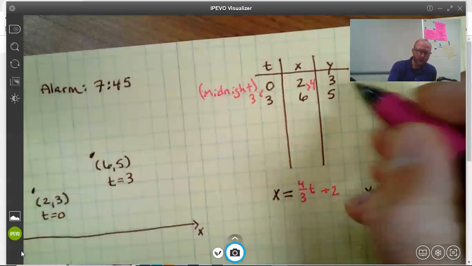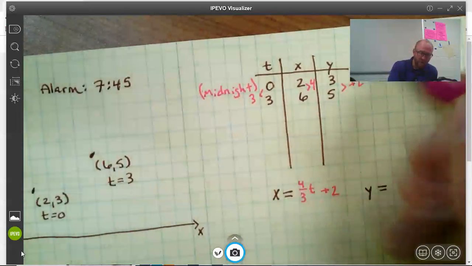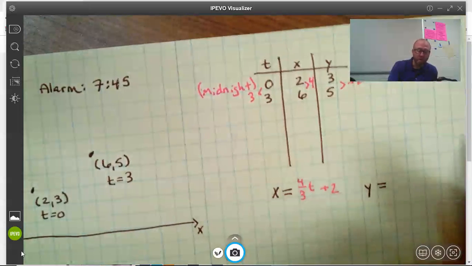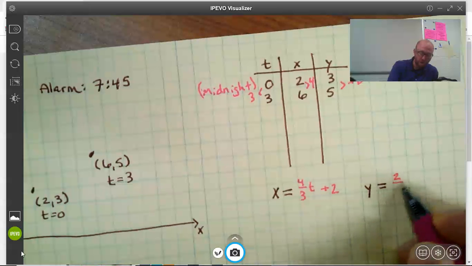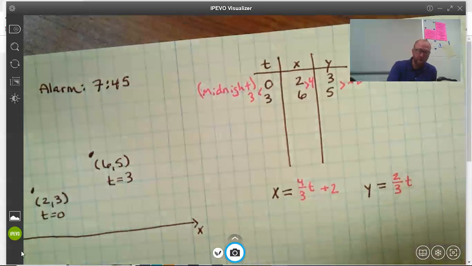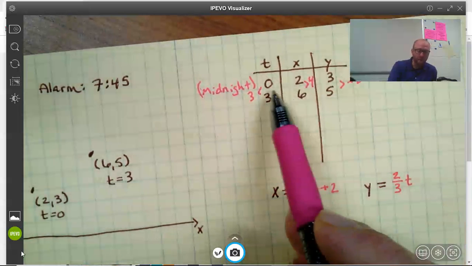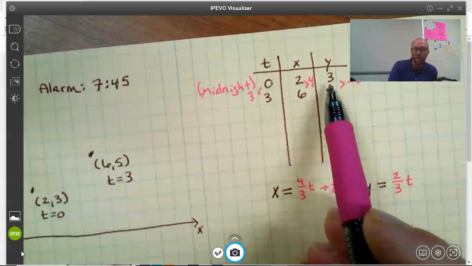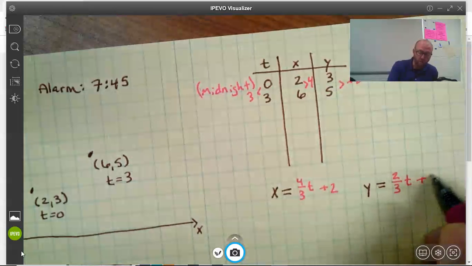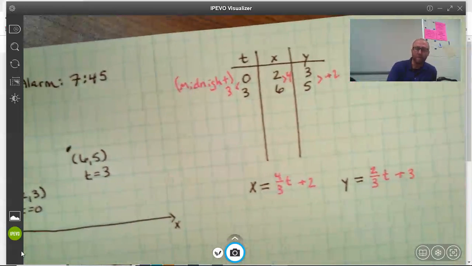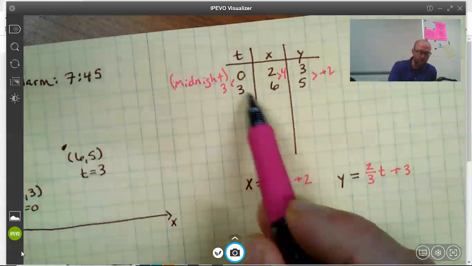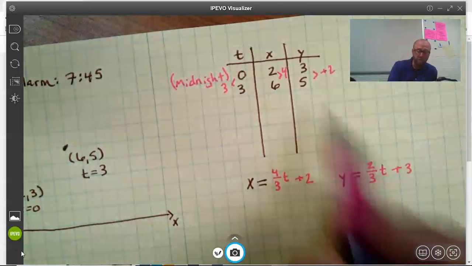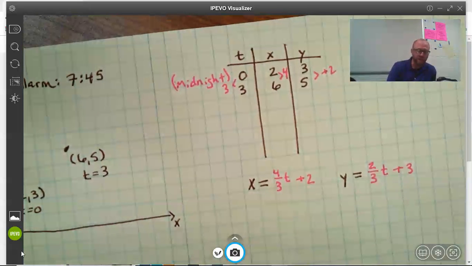Our rule for y: see, y is increasing by 2 for every increase of 3 in t. So our rule should start out with y equals 2/3 t. But again, if I plug 0 in here, then I'll output a 0, but I don't want to output a 0. I want to output a 3. So I have to adjust our rule by adding 3. And we'll check to see it works with the second one. If I plug 3 into this rule, 2/3 times 3 is 2, plus 3 is 5, outputs a 5. Perfect. So now we have our rules for the two.